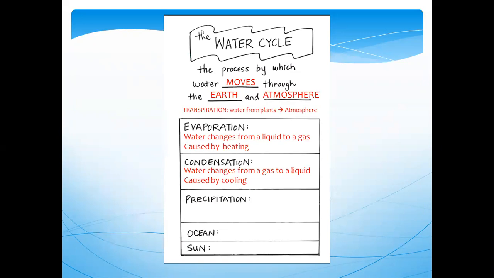Condensation is really the reverse process. As the water vapor cools down, it's going to go from a gas to being a liquid. Those water molecules are going to join back up again and form droplets of water. This can happen up in clouds in the atmosphere. It's also what happens on the outside of a glass when you're drinking.